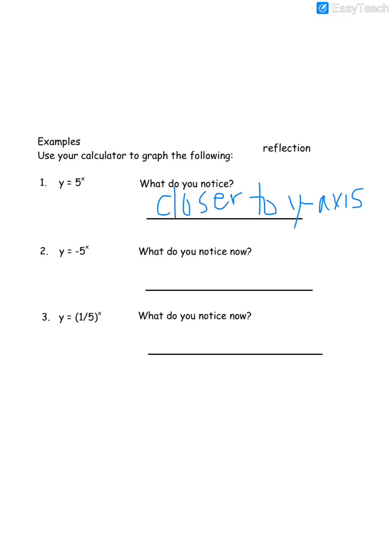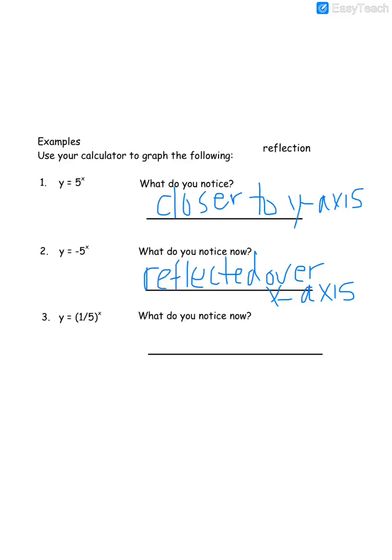Okay, what if we put a negative sign in front of it? So I'm going to leave that under my y1. Under y2, I'm going to do negative 5 caret x. And then I'm going to hit the graph button. So if you had to guess, and I threw a negative sign in front of it, like we've learned in the past, it's reflecting over the x-axis. And that's what it looks like on my calculator right now.